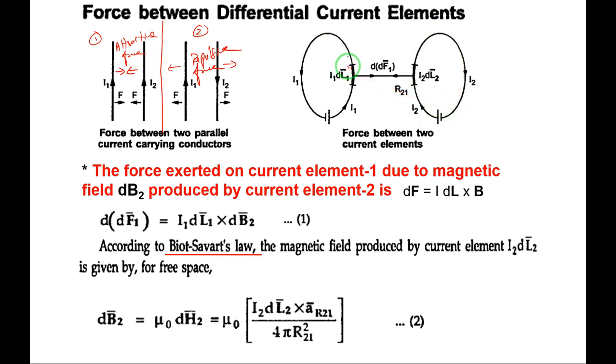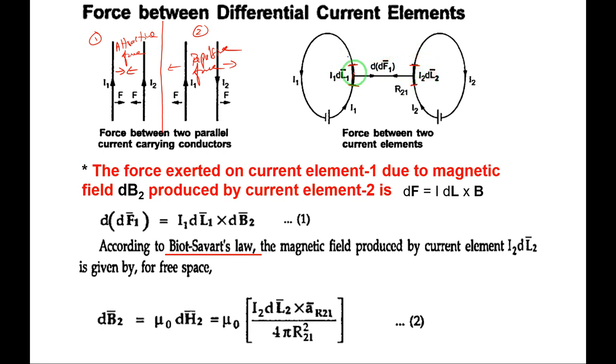We will consider the differential current element, means only a small piece. I will not take the entire loop. So we'll take this small differential current element 1. This is I1 dL1. Differential length is dL1, right? So current I1 is flowing in this, so I1 dL1, differential current element 1. Similarly, we will consider the small differential current element 2 here, I2 dL2.